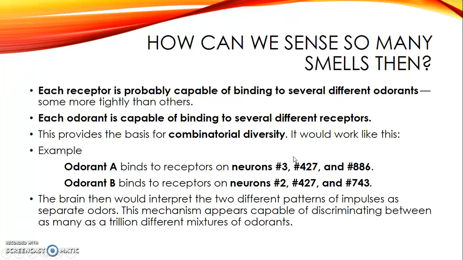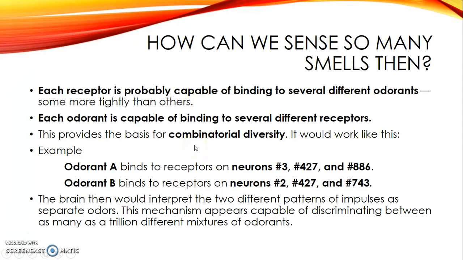Now, maybe odorant B is, I don't know, cat poop. And odorant B may bind to the receptors on neurons 2, 427 and 743. These neurons will send a message to the brain, and the combinatory action of these neurons will produce the smell in your brain. The fact that different neurons can bind to different smells produces an unlimited amount of ways that the brain can sense a smell.